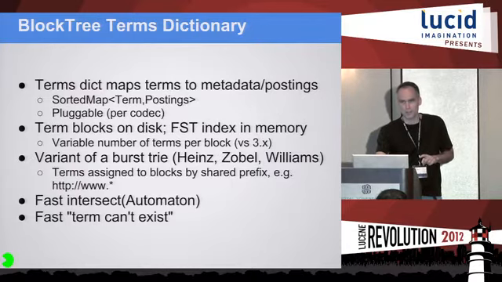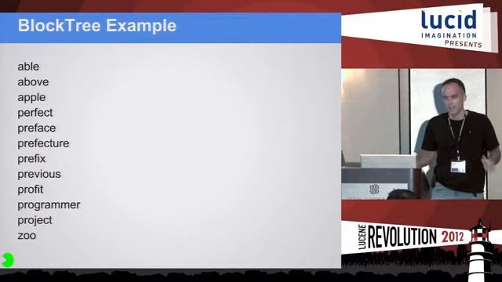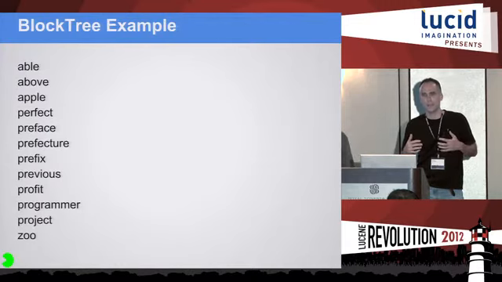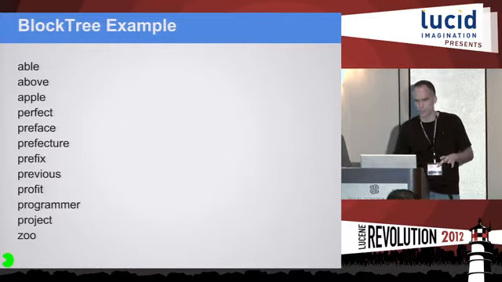The paper is hard to understand. The source code is even harder to understand. So I thought I'd walk through an example because I think BlockTree is actually a very simple concept. It just doesn't render well on paper and bits. So here's an example. You can think of it like a game. You are given a whole bunch of terms, and it could be hundreds of millions of terms, but I've got like 12 or 13 terms here.